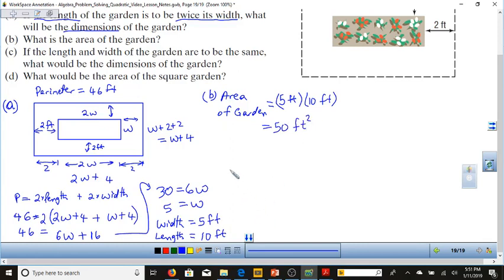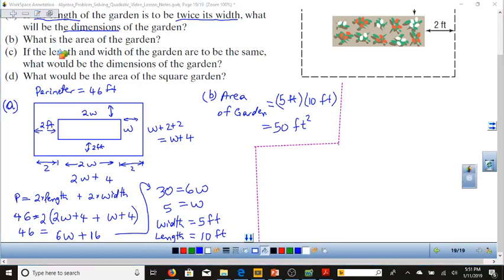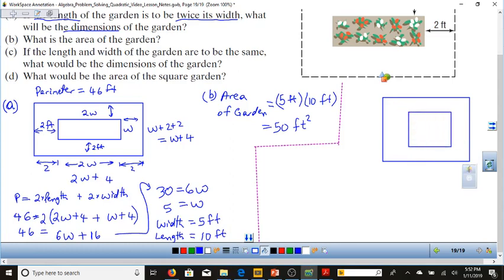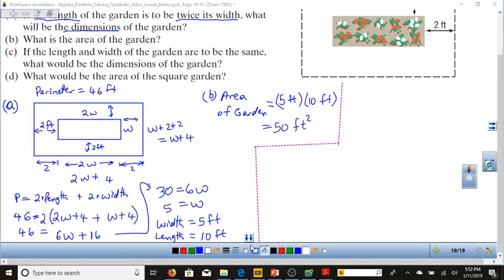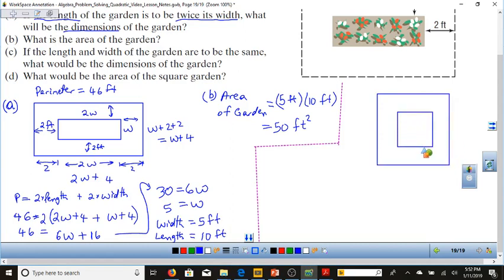Now for part C, and I'm going to just create a little separating border here so that there's less confusion. And this time, the question is asking, what if the length and width of the garden were the same? Now, if the length and the width of the garden were the same, we'll have a square garden, and that will force the border around the garden to also be a square. So let's draw a little square here to represent the garden and another square to represent the fencing around the garden. So this is part C.